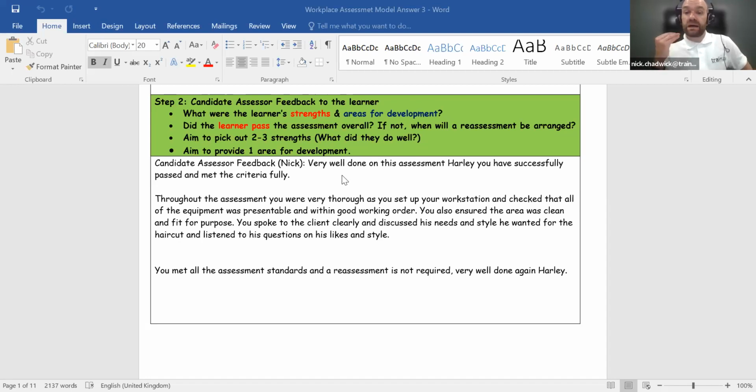So Harley passed the assessment on this assessment. He did a very thorough work assessment check. He showed excellent customer service skills with the customer, and the customer was very satisfied with the style of the haircut as well. So I've given some feedback there for Harley to take on board.